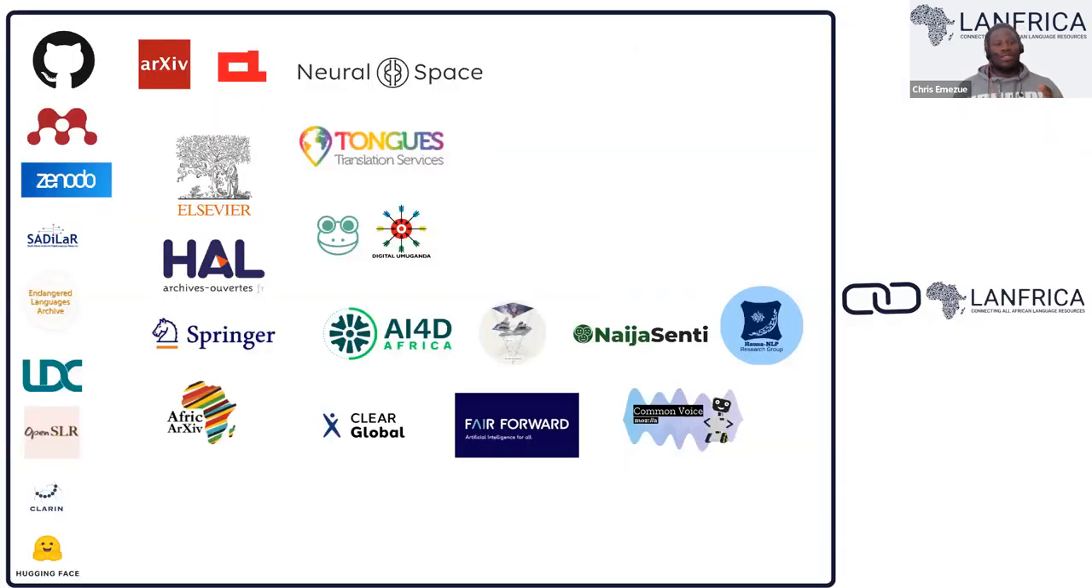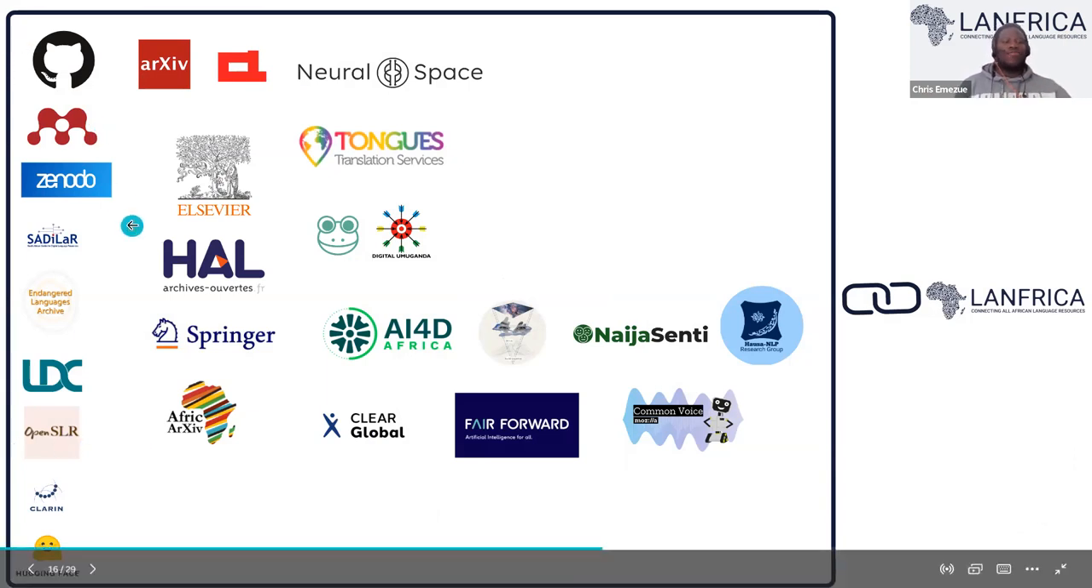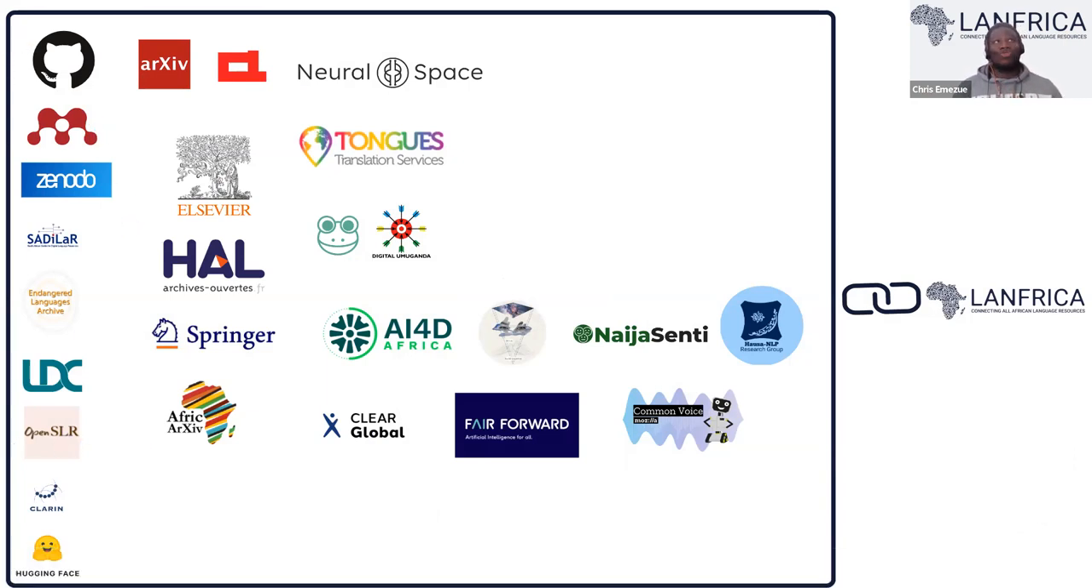So for example, I showed you this before. These are some of the resource locations that we've been able to find during our current work at Lanfrica. So we found all these many places where you could find lots of information. On the far left, you have places to find data sets and tools. So you have Sadilar, for example, Zenodo, GitHub, LDC, CLARIN. Then in the middle, you have papers, like journals such as Elsevier and Springer.